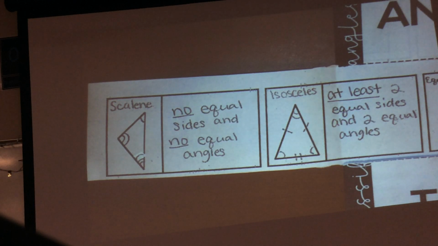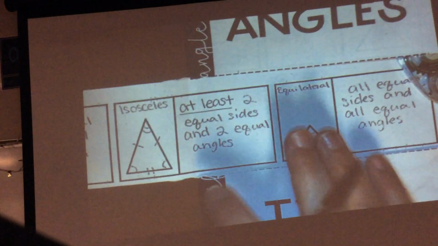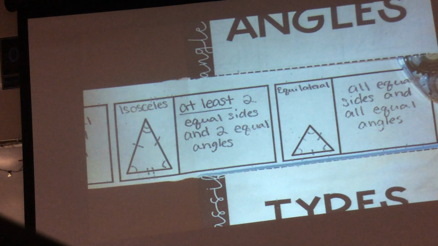We're going to put them together when it comes to types. So scalene: no equal sides, no equal angles. That's why there's a different number of marks in each corner. Isosceles: at least 2 equal sides and 2 equal angles.